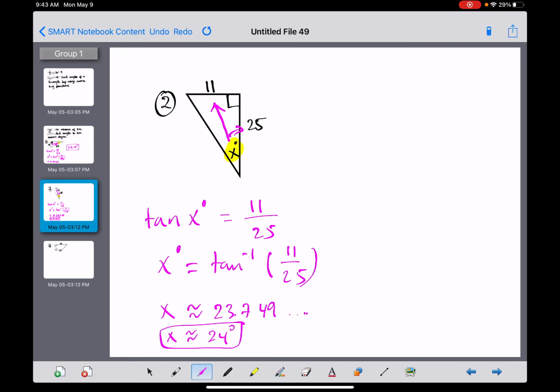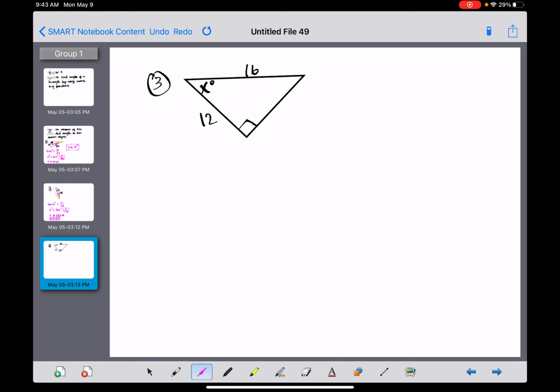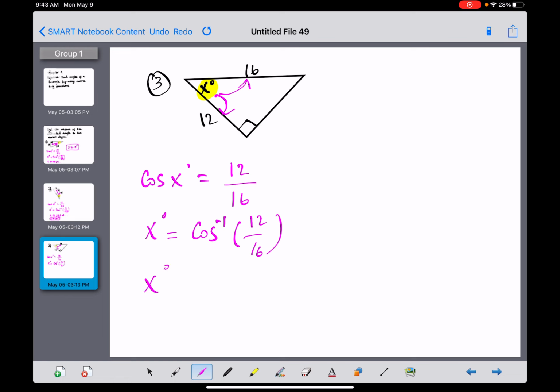Okay, let's move on to the last problem. In this problem, you have to find this angle right here, and next to that angle is 12, and the hypotenuse is 16. So that tells me you have to use cosine, so adjacent over hypotenuse. Since we want to find the angle, we have to use the inverse function. So it'd be cosine inverse 12 over 16. And when you press this onto your calculator, approximately it's going to come out to be 41 degrees. Okay?